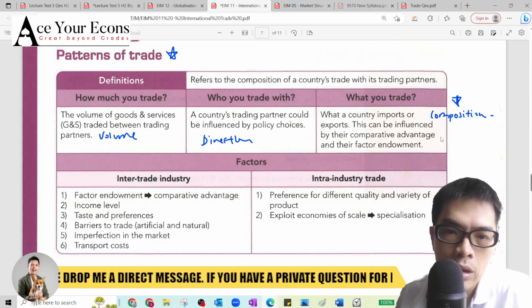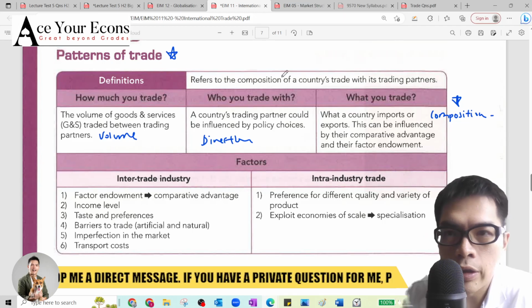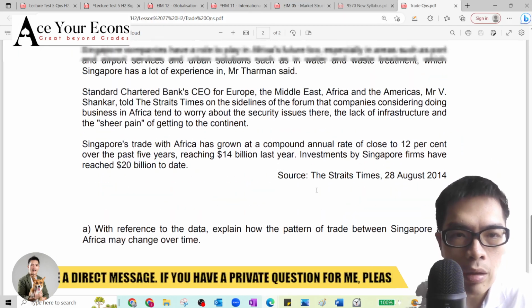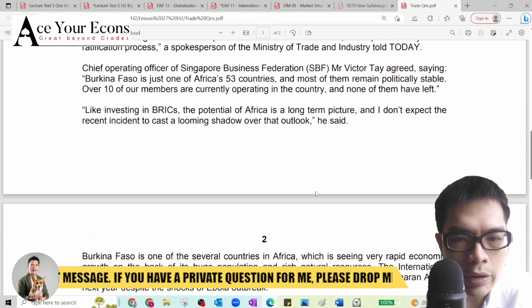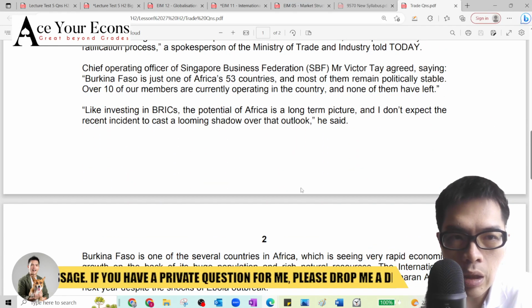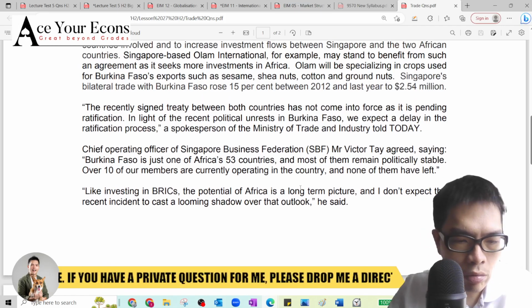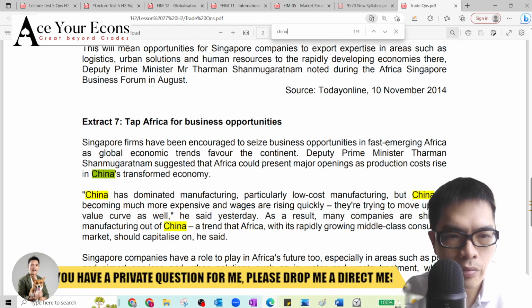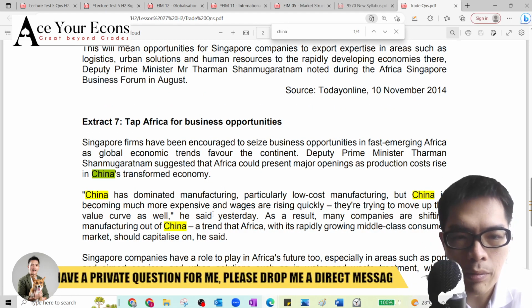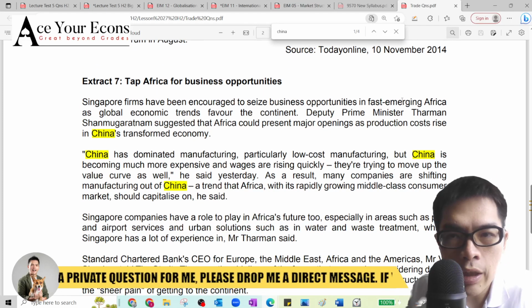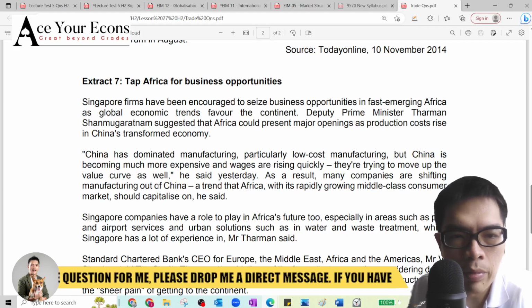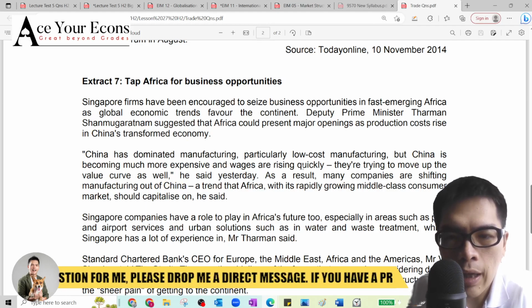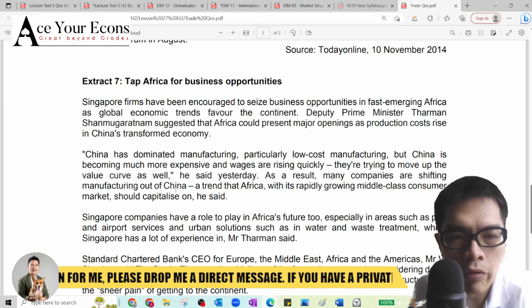Next. If you look at this particular question, most of the students brought up an illustration for China. Let's do a search on China. Some of the students brought this: China has dominated low-cost manufacturing, becoming more expensive, and companies are shifting out from China.